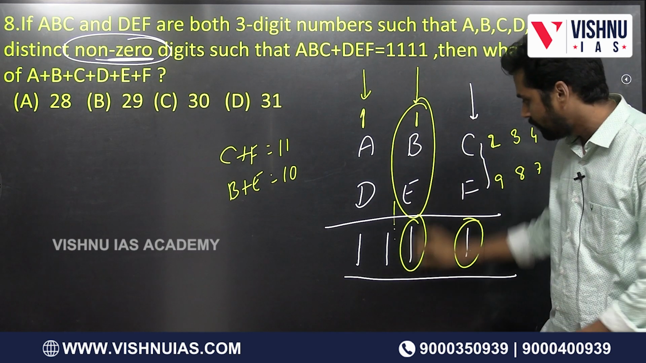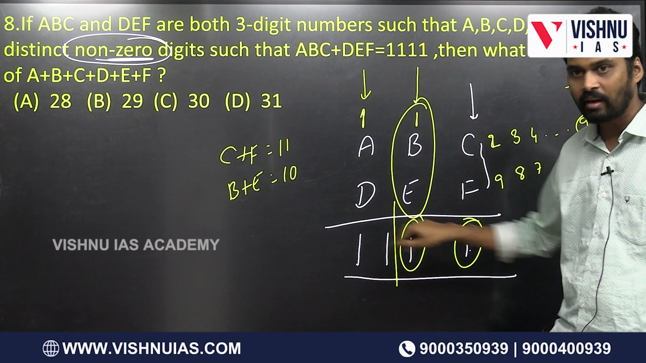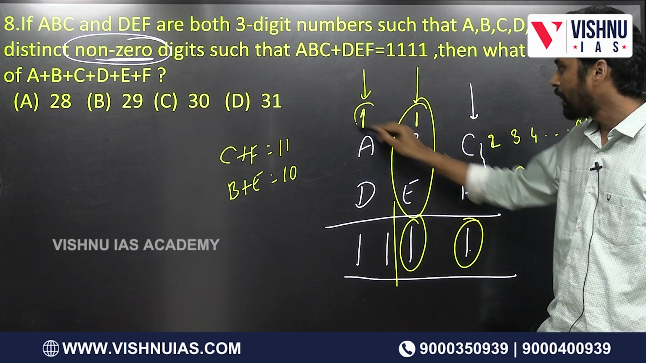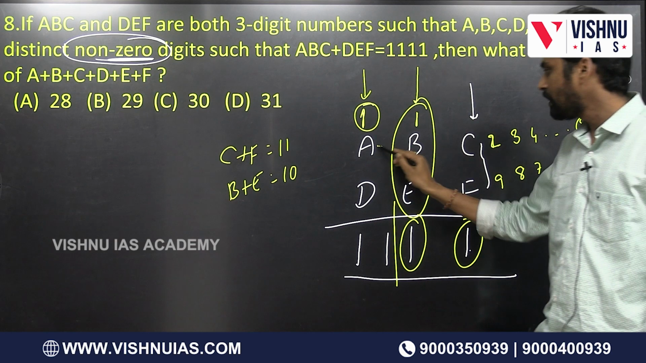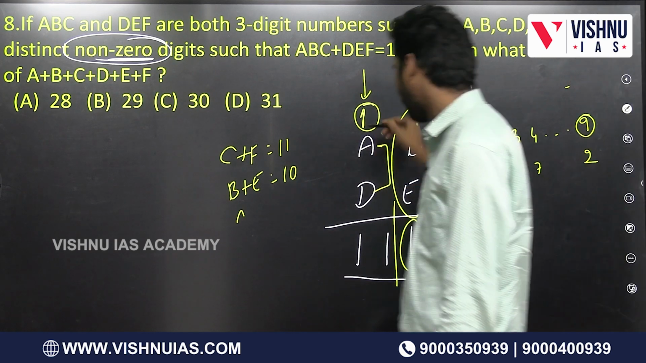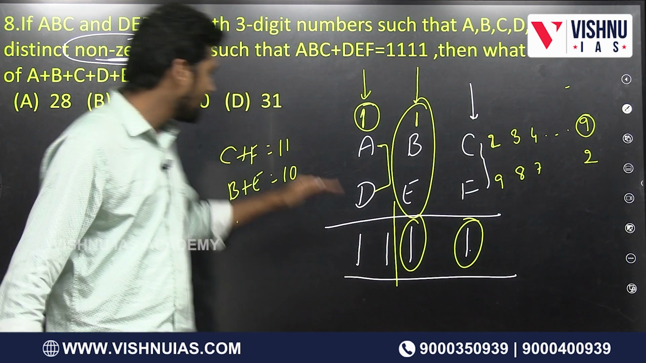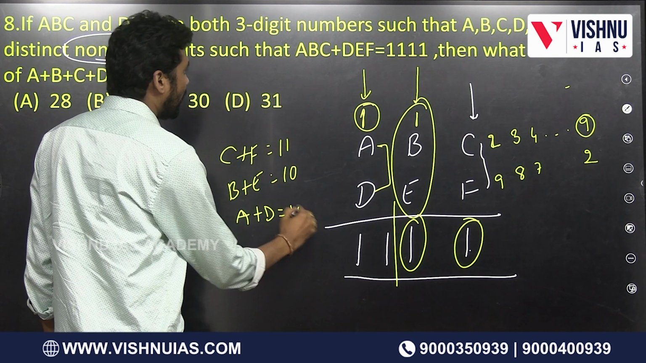Now coming to this one again. We have left with these two digits, 11. We finally left with 11. So 1 is already carried forward, which means that A plus D value must be 10. So 1 is already there, meaning A plus D must be 10 only.